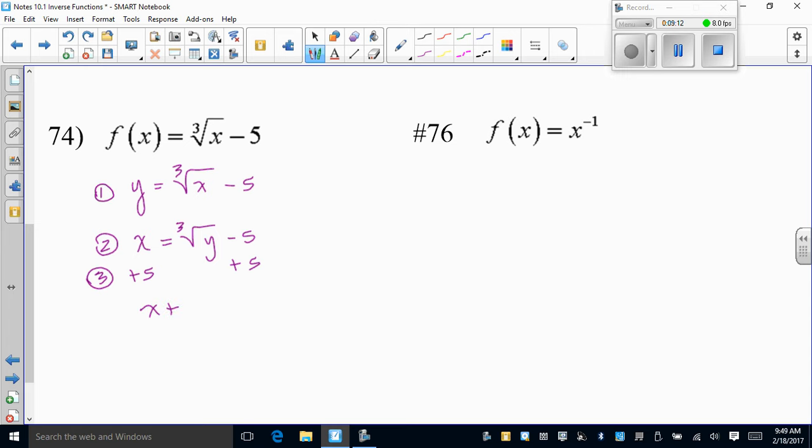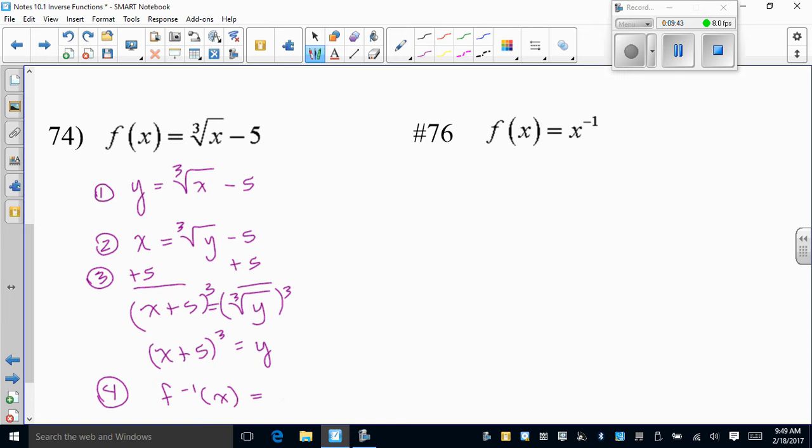And when you want to get rid of a cube root, it's simple. You just cube it. So we get x plus 5 cubed equals y. That brings us down to step 4. F inverse of x equals x plus 5 cubed.